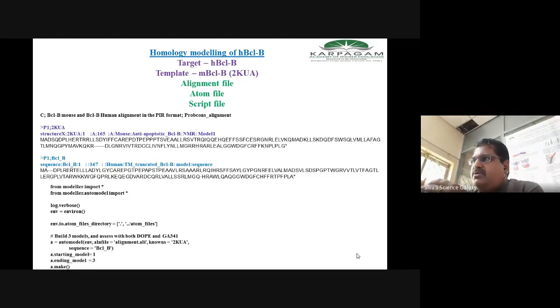Now what do you need? The script file. Suppose you use Modeller, the Modeller tool will provide the script file. In the script file, you have to mention the name of your target file, the name of your template sequence file, the name of the atom file, the name of the alignment file, and how many models you want to generate. You can generate 1 model or 10 models as you wish. The model can be validated by a parameter called DOPE, D-O-P-E. Okay. So by fulfilling these parameters, you can run Modeller and you can get the structure.